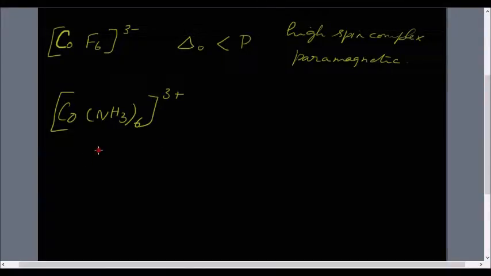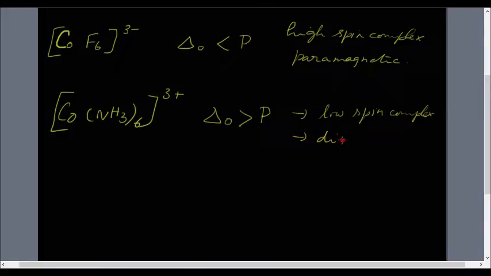Now you find ammonia to the right of the spectrochemical series. So it is a strong field ligand. And what about the del O value for a strong field ligand? You can say it is greater than P. Here the pairing energy is lower, hence pairing is favored. Since the electrons are paired, what would be the nature of the complex? It will be a low spin complex. And it would also be diamagnetic. Is that clear to you? Very simple. So we have done a very elementary treatment of the crystal field theory.